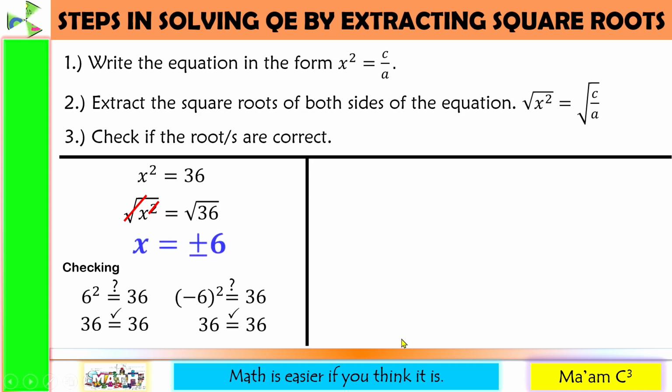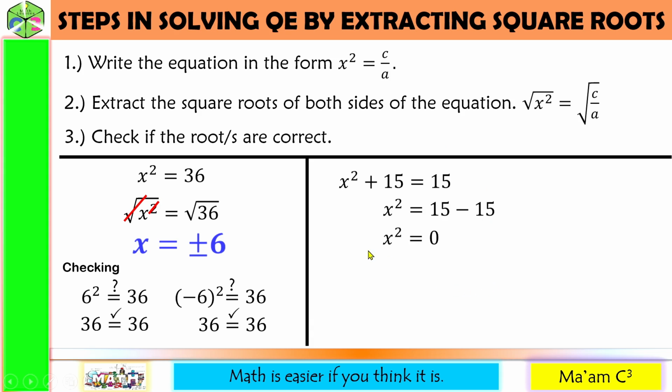Let's have another one. x squared plus 15 is equal to 15. So first, we are going to move this 15 to this side. It will become minus 15. And 15 minus 15 is equal to 0.